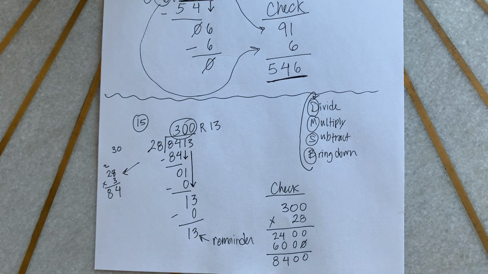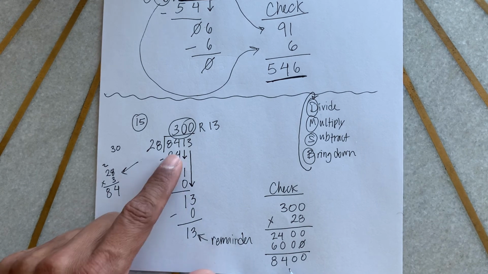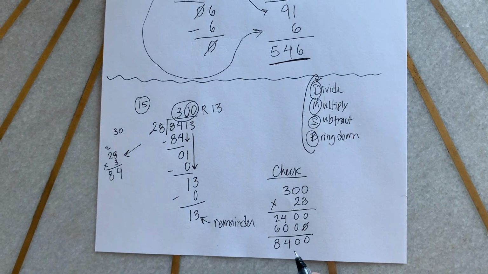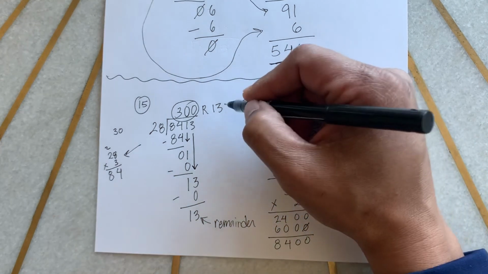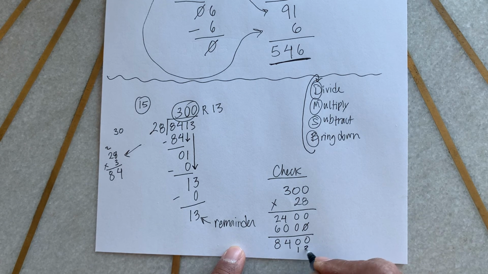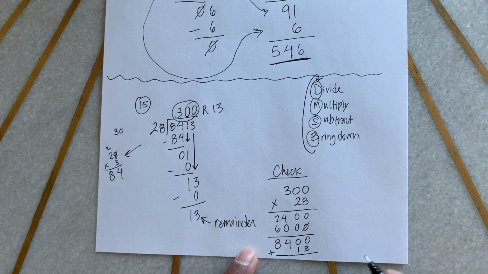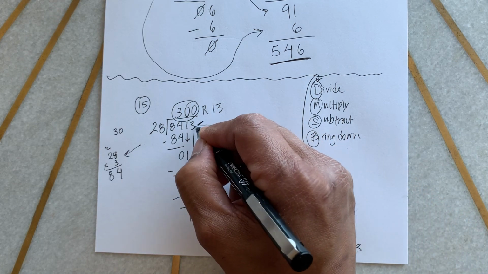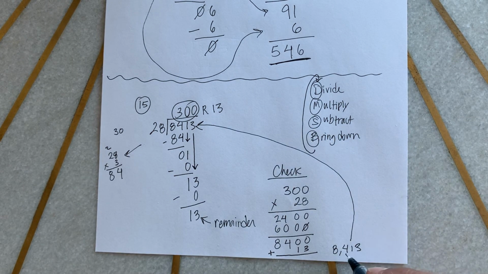8,400. Okay? And you're probably wondering, wait a minute, that doesn't match with 8,413. What's going on here? Well, we're not done yet. We're going to take the remainder and add it to that answer you just got. And 8,400 plus 13 is equal to 8,413, which is the same as that number there. And because these two numbers match, I know my answer is correct.